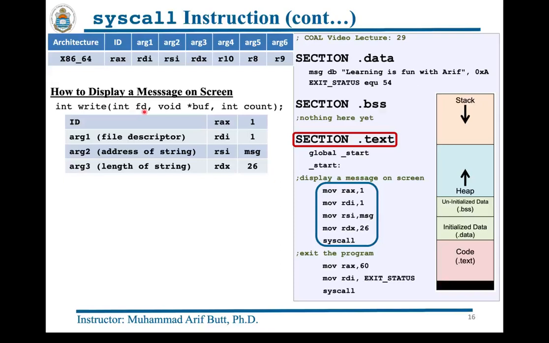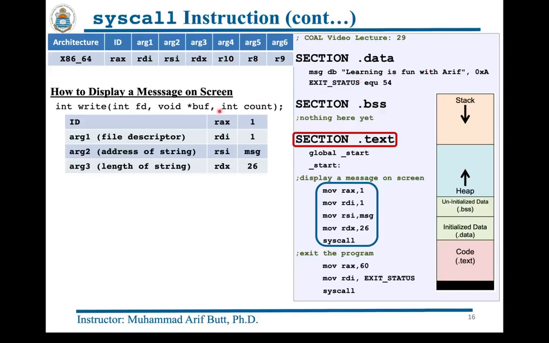So since we want to write a message on standard output, over here we need to place a 1, and this is the string which we want to print on the screen, and the address of this string is MSG. And then here we have to mention the count of the characters inside that string, and the count of the characters from LEARNING and so on to this new line character is 26.